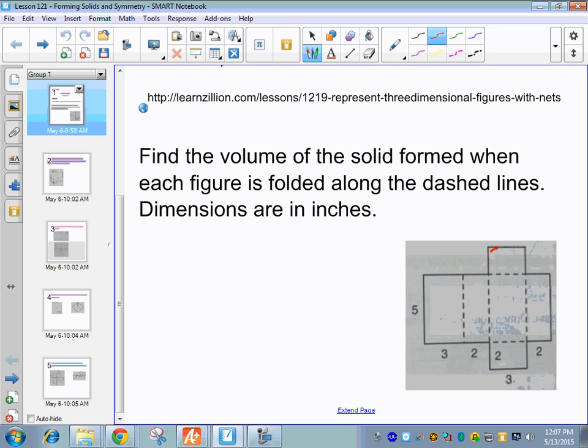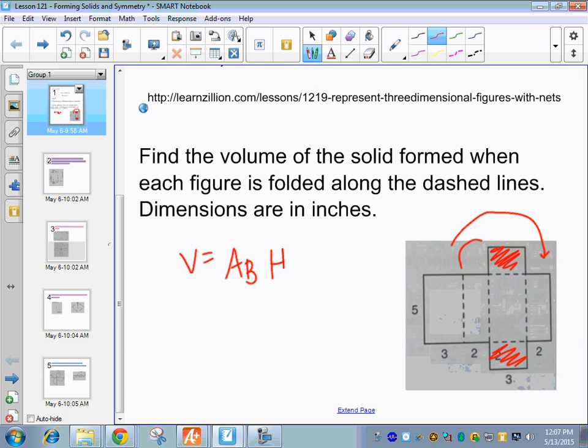Yeah. This and this would be the top and the bottom if you fold it, and this part would go around it if you folded it up, okay? So this is your base. So let's find the volume.